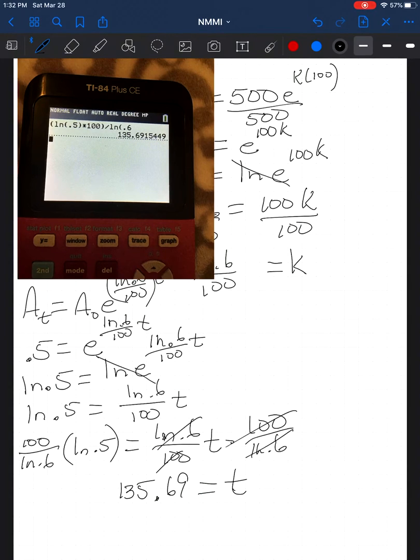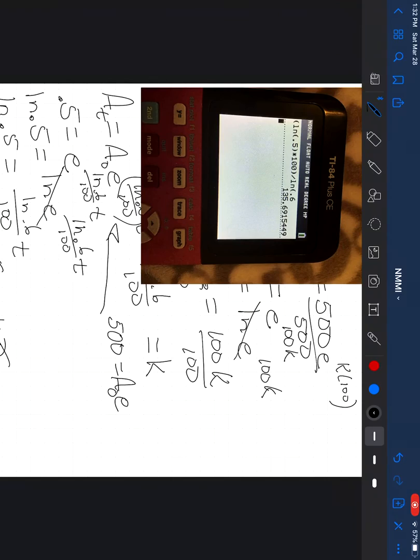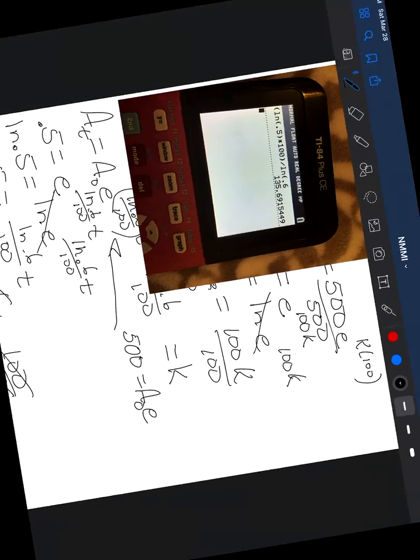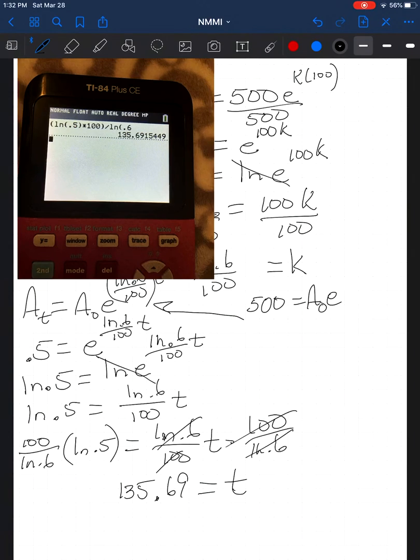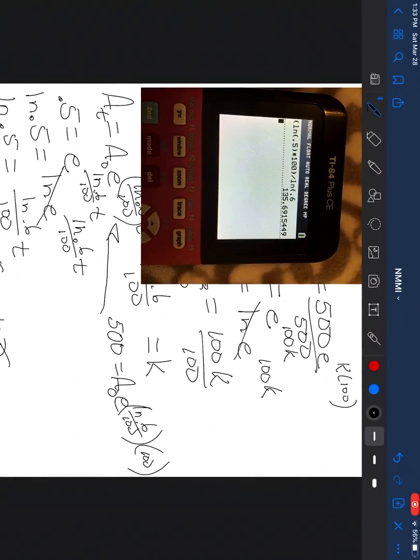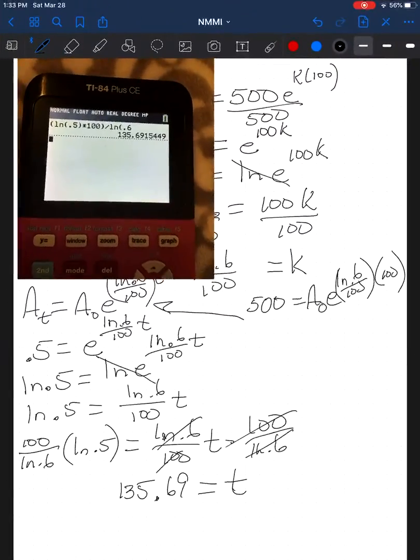Now the other part we need is to find out what the initial amount was. So we're going to go back to this equation right here. And we know that there was 500 present after 100 years. It said after 100 years, 500 grams was present. So this will be the k, which is ln 0.6 over 100, and that's going to be times 100. Okay, so now we're going to take, and this thing keeps going sideways.